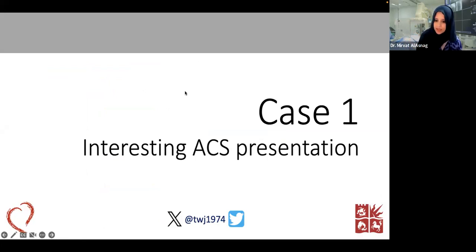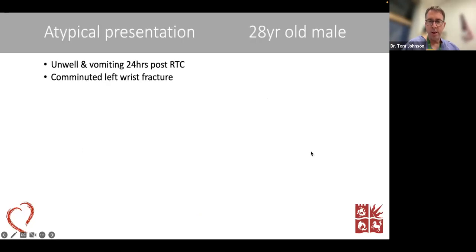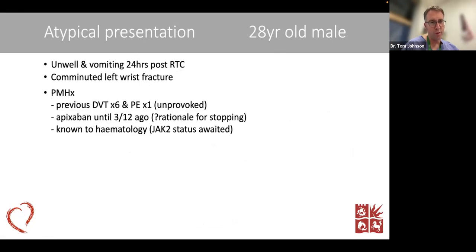And thanks, Tom. So this is just an interesting one. It's an odd presentation, but it again shows the benefit of imaging, and it may well stimulate some debate. There are no right or wrong answers here, potentially. This is a difficult presentation of a patient, a 28-year-old male, who attends after a road traffic accident, unwell, vomiting, with a left wrist fracture. So you have to be questioning what I'm sharing this with you for.